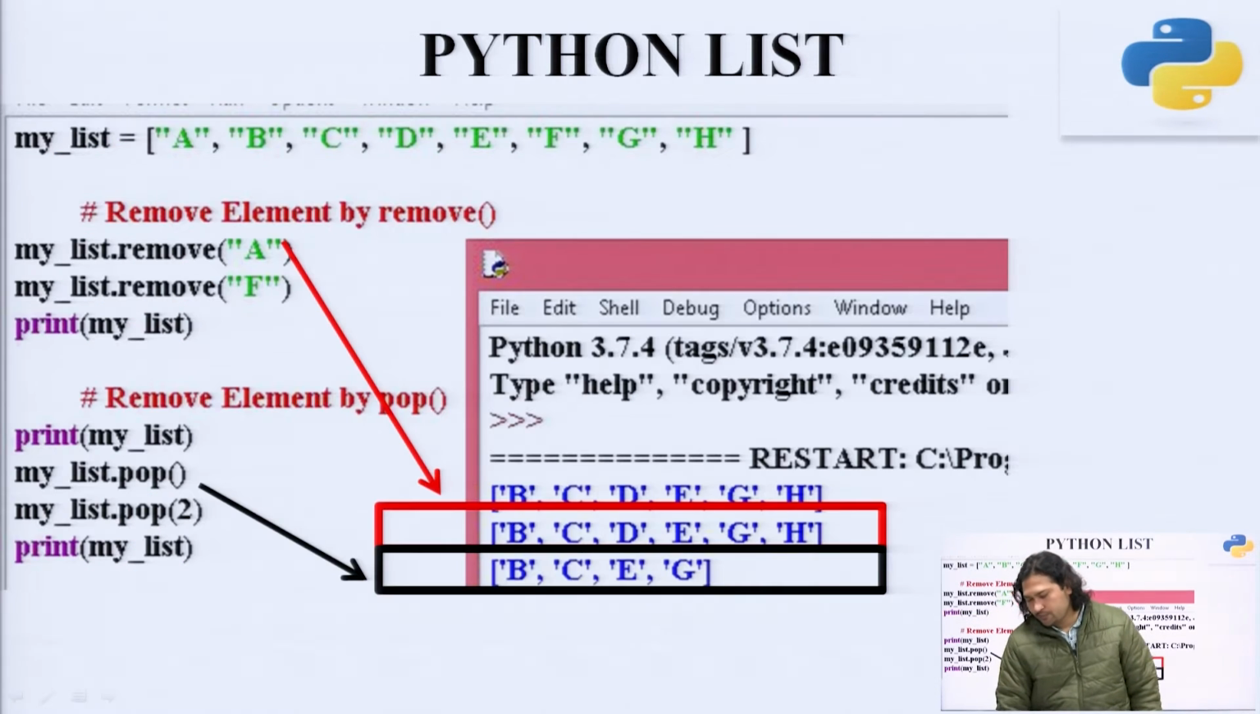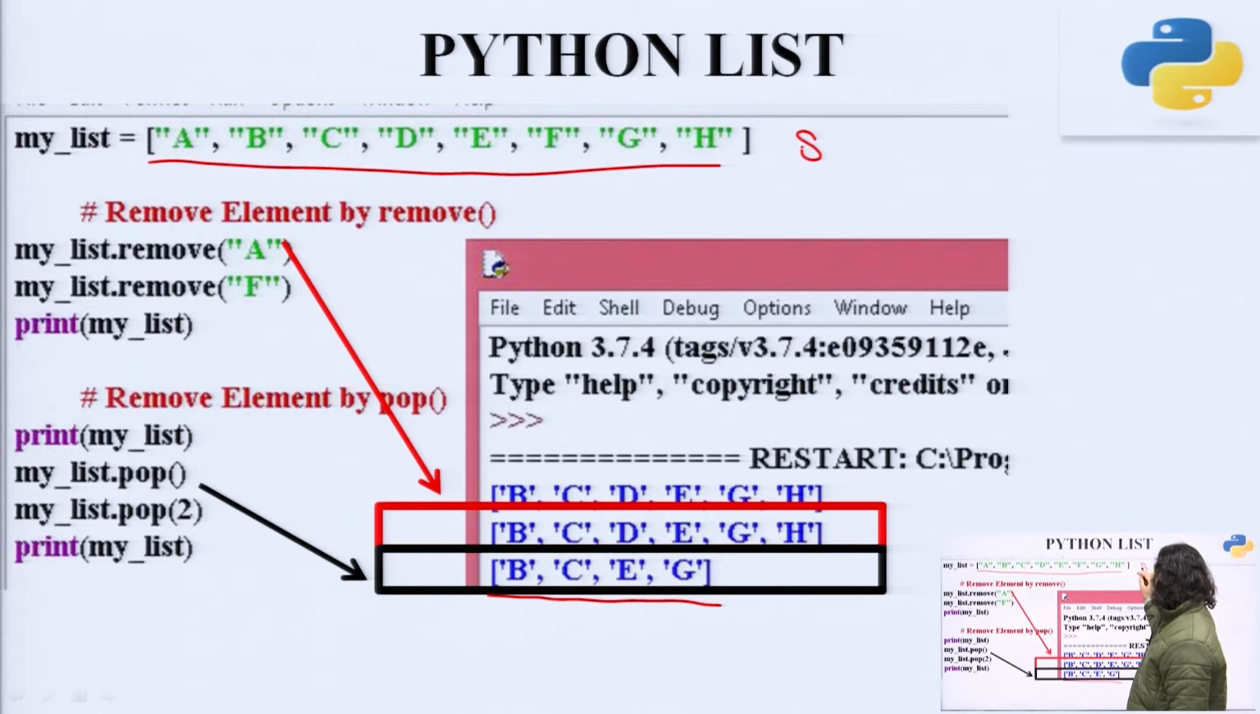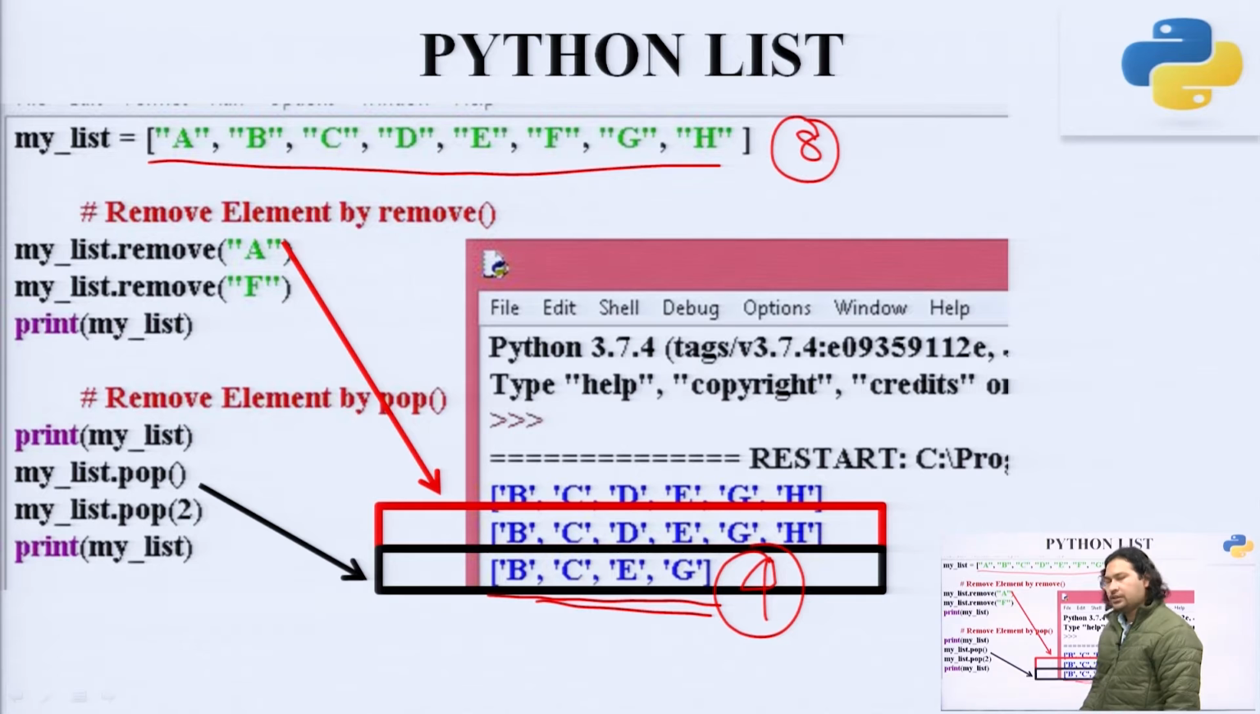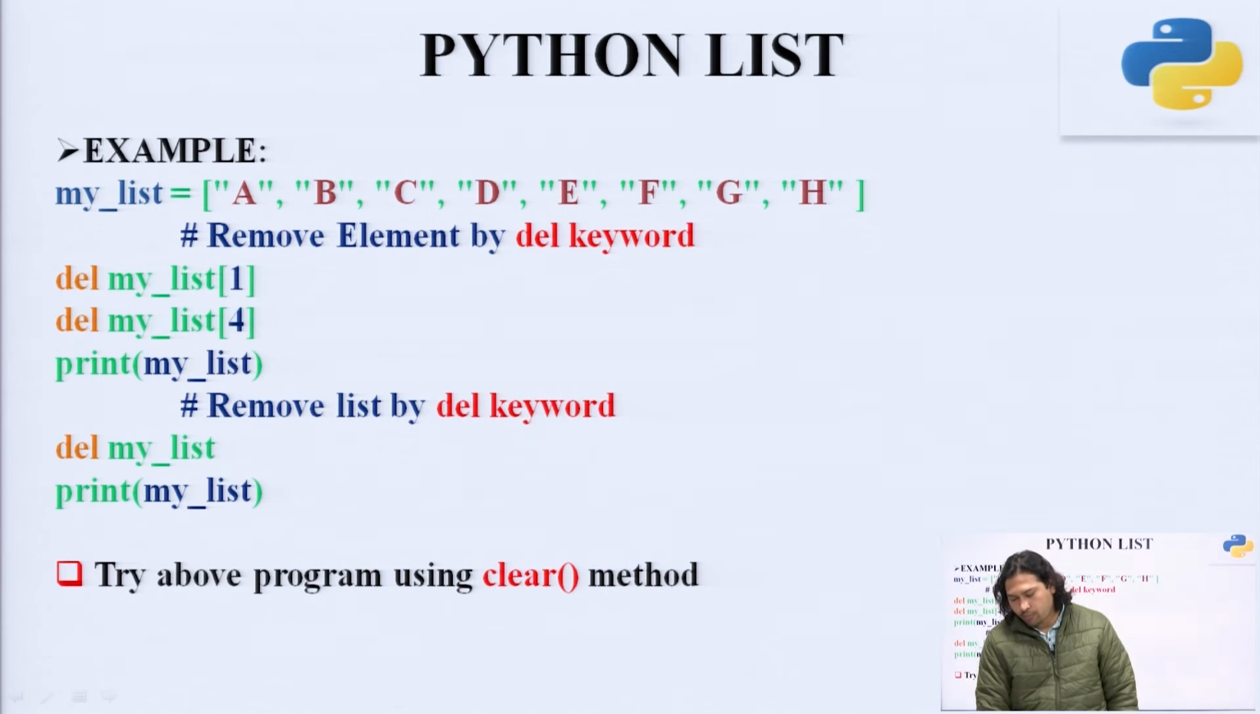Now, look at the output of this program. You can see the output of the program, we are left with just 4 elements. Initially, we had 8 elements, but right now at the final step we have 4 elements. So, this is how we remove elements by specific methods, those known as remove and pop.